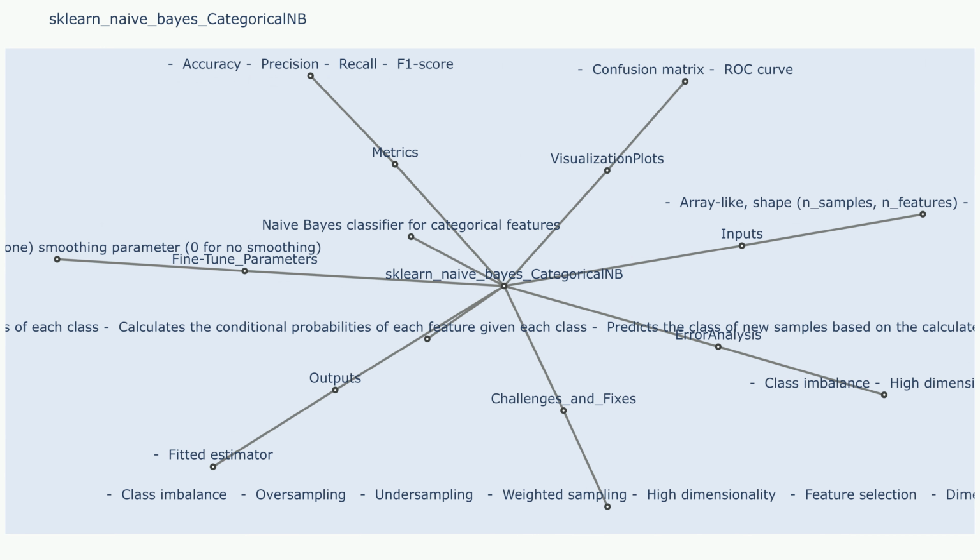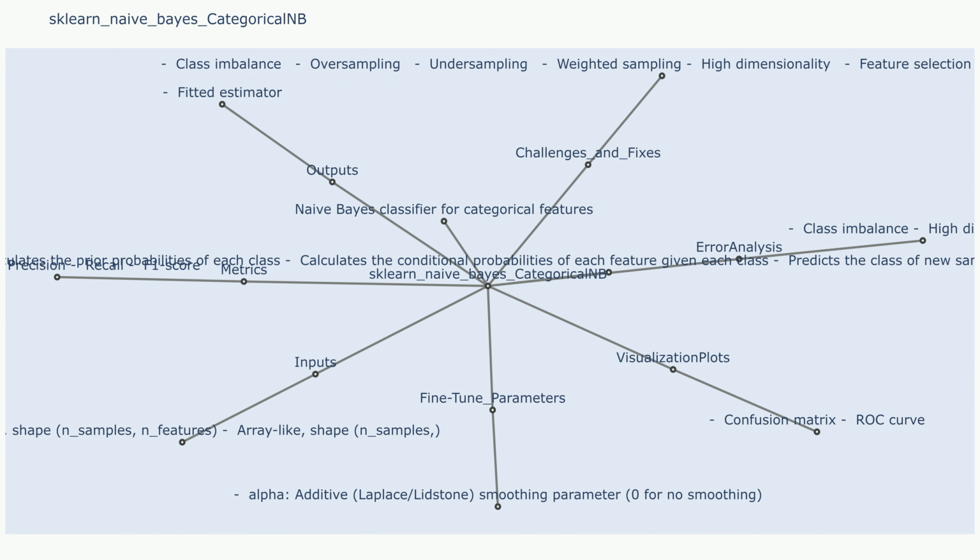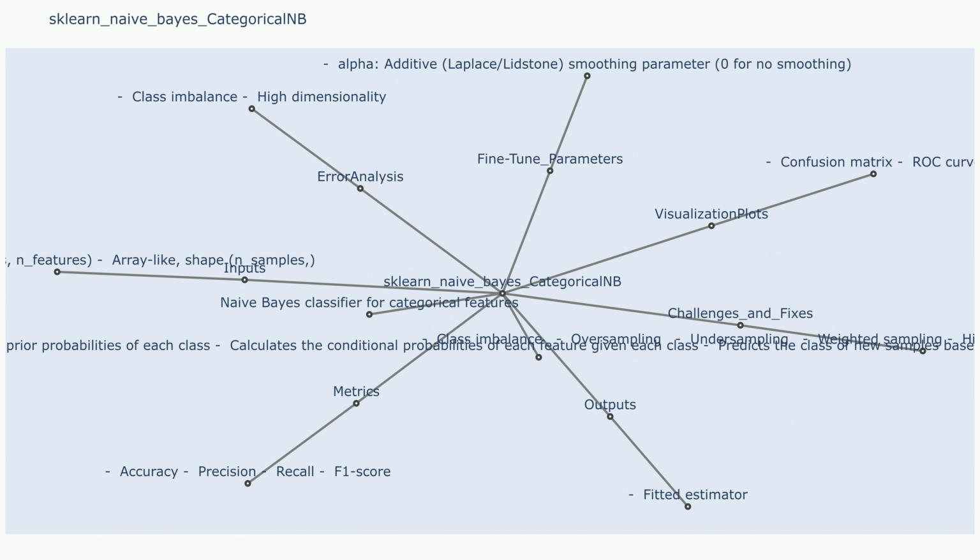Challenge 1. Data sparsity. If the training data contains infrequent feature values, the model might overfit and make inaccurate predictions on unseen data. Sample use case. A dataset with a large number of categories for each feature, but only a few examples for each combination of categories. Fixes. Increase the size of the training data to improve the statistical significance of the feature value counts.